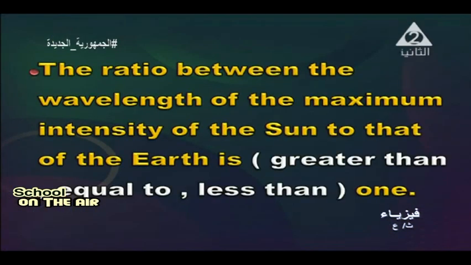Another choice: the ratio between the wavelength of the maximum intensity of the sun to that of the earth, is it greater than, equal to, or less than 1? We are comparing the wavelength of the sun to that of the earth. I guess it is easy, so the answer is less.